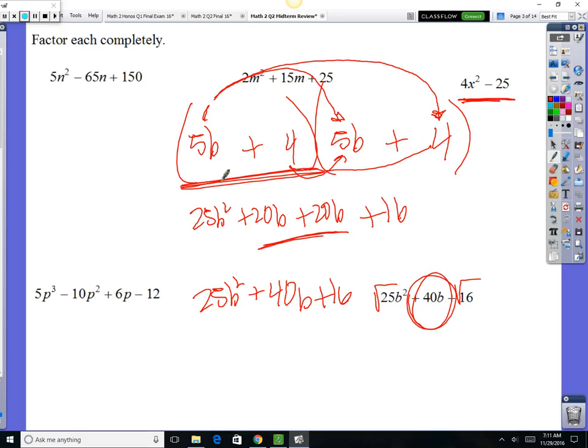So if you've got 5b plus 4 and 5b plus 4, that's a perfect square. You can just write 5b plus 4 squared. Or you can write it out the long way. Either way is fine.